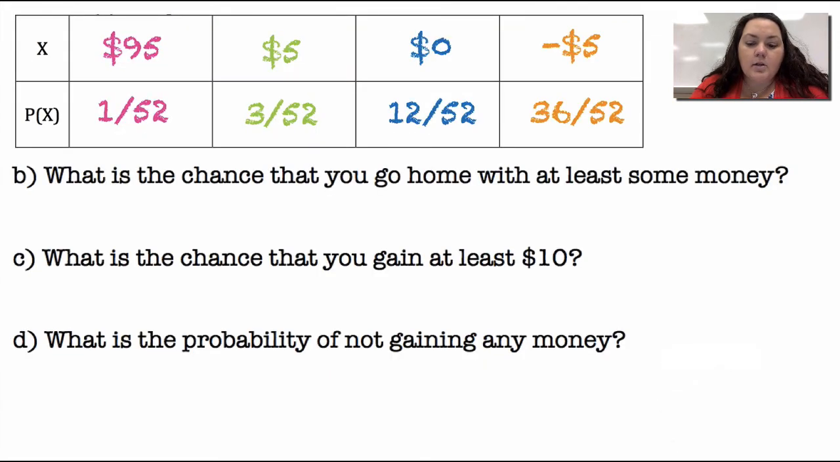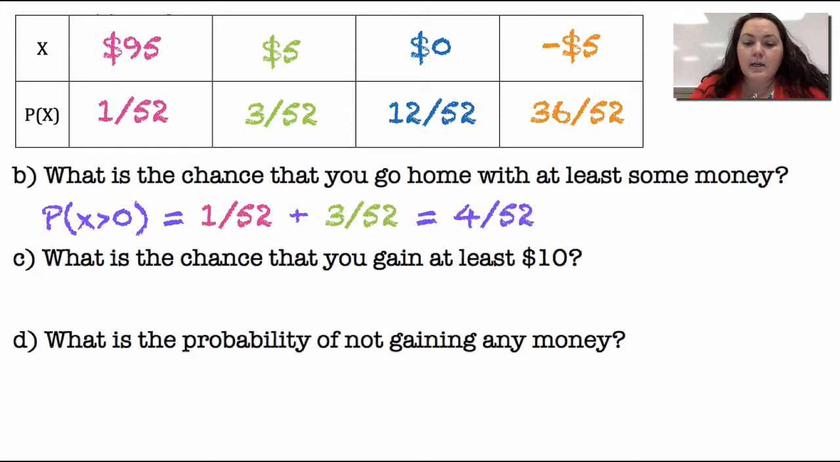All right, so now I'm going to use this table. What is the chance that you go home with at least some money? So the probability that X is greater than 0. That would be 1 out of 52 plus 3 out of 52. I either go home with $5 or $95 if I go home with some money. And I can add those, and that gives me 4 out of 52.